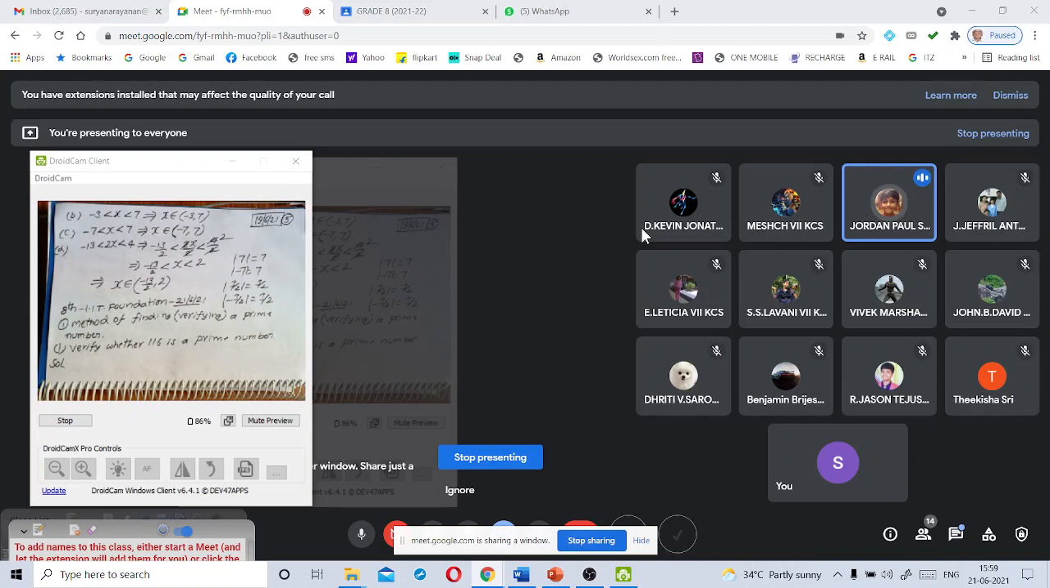Just by observing the given number, very good observation, my dear Jordan. This number is an even number. It is divisible by 2. Yes or no?